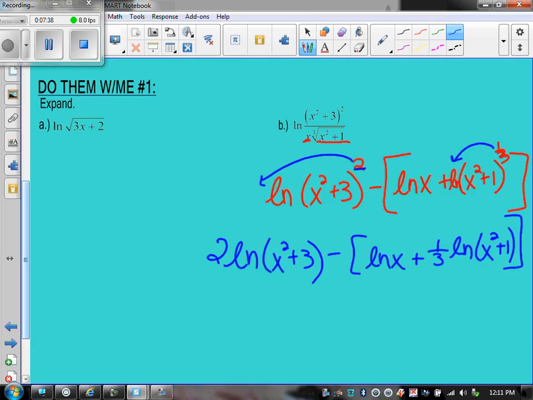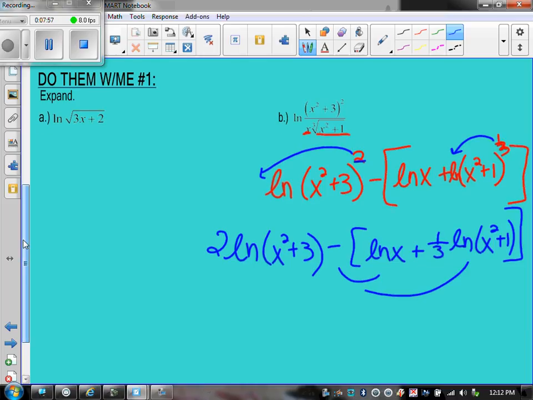Okay. You could distribute this negative through if you wanted to. It would mean the same thing. To me, it's a little bit easier to tell that I'm dividing by that whole entire chunk if I keep it in parentheses. It looks like that's as much as you can expand it. So I'm going to go ahead and leave it like that. Okay? All right, so now we practice expanding.